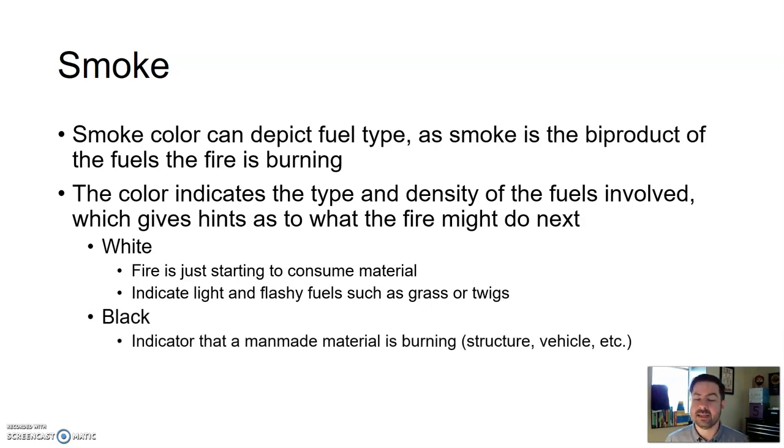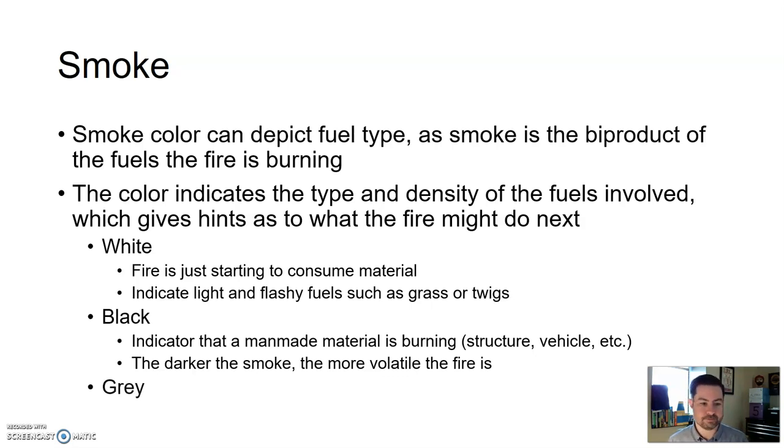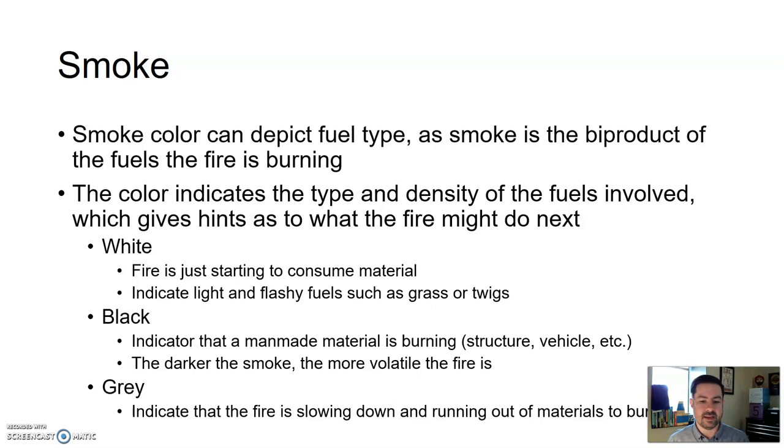Black smoke indicates that man-made material is being burned, structures, vehicles, etc. There are a lot of harmful chemicals in that kind of smoke. If you see black smoke, something typically man-made is being burned. Natural stuff doesn't usually burn like that. And the darker the smoke, the more volatile the fire is, the more dangerous. And gray smoke indicates the fire is slowing down and running out of material to burn.